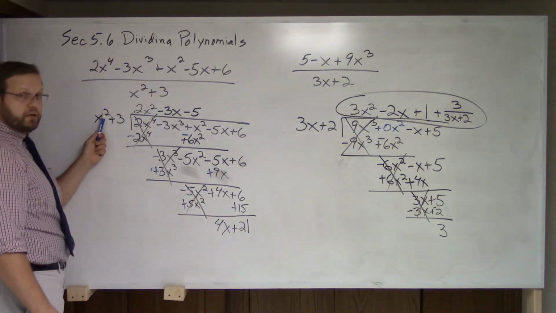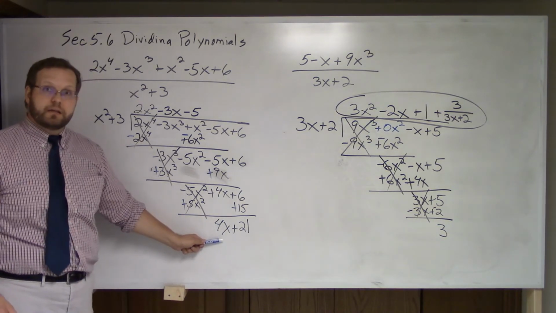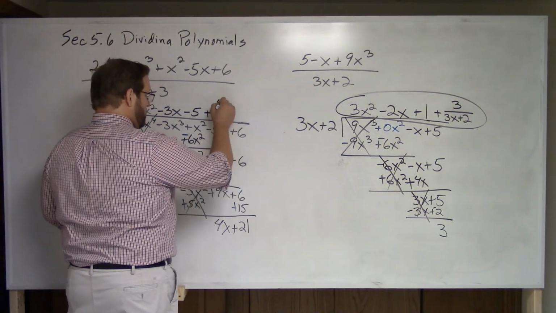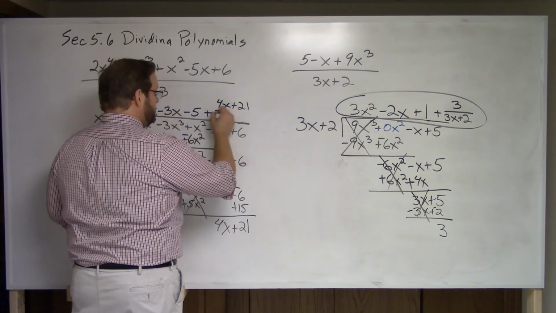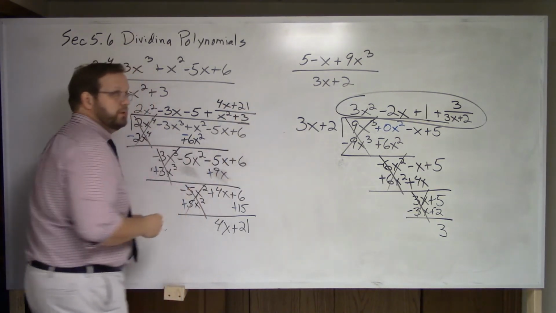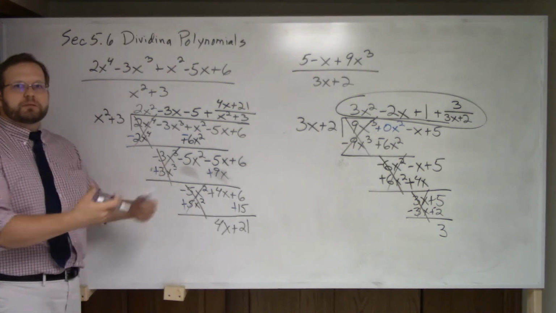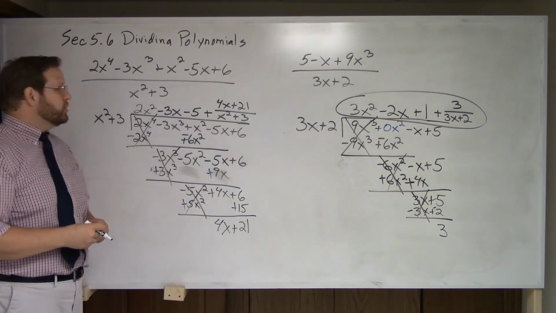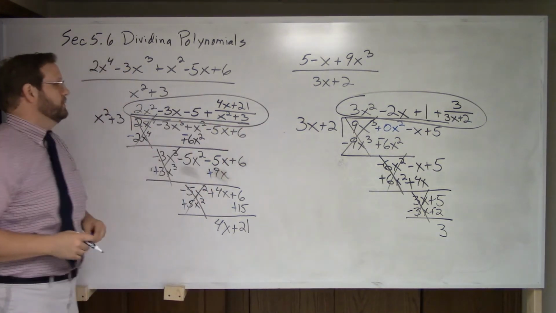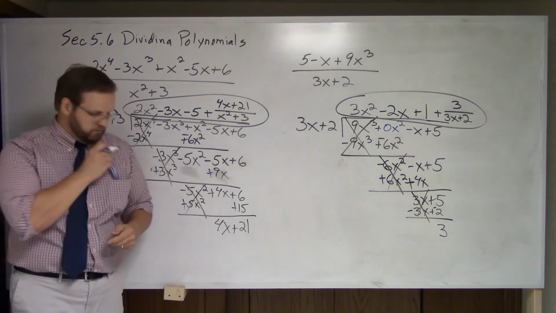Now notice the degree here is 2, the degree here is 1. I'm done. The degree down here is less. So there's my remainder. My remainder is that entire expression, 4x plus 21, and then I put it over x squared plus 3. Again, if someone says, what is your remainder? My remainder is 4x plus 21. When I put it in the polynomial, it's this whole fraction here. And this is my quotient for the division. Okay? Let's look at one more.